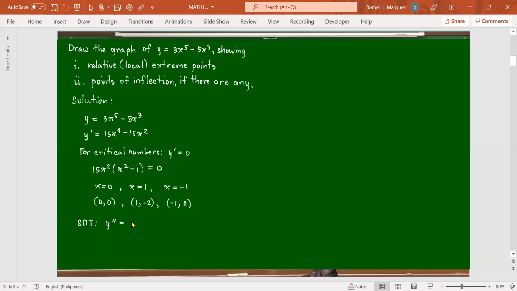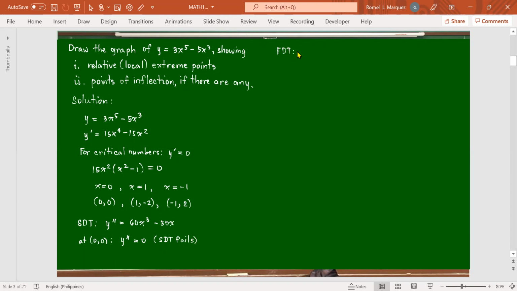We have 15 times 4 is 60x cubed, then minus 30x, no? Now we want to know the value of y double prime at 0, 0. At 0, 0, y double prime equals 0, obviously. So second derivative test fails. Okay? So we cannot use second derivative here. So let's get into first derivative test.